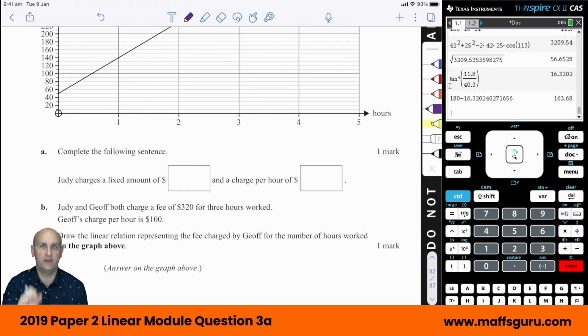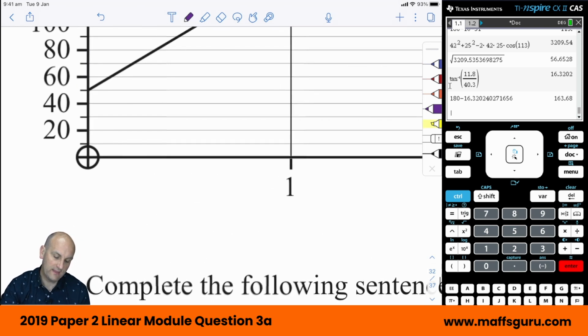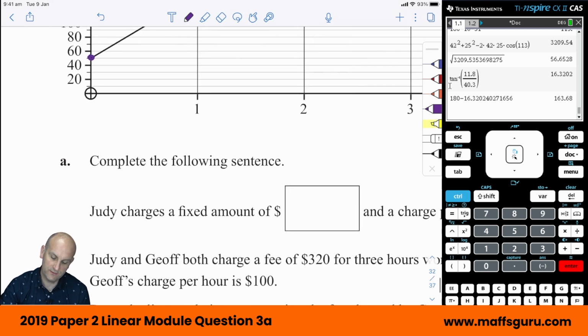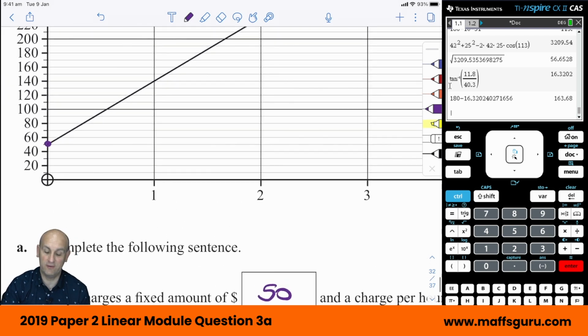It has to be 0, so it has to be specifically the intercept. So if I zoom in here, it would appear that that intercept there is at 50. So we can change this value here to 50. That's my fixed charge, and a charge per hour. That's just another way of saying the gradient.